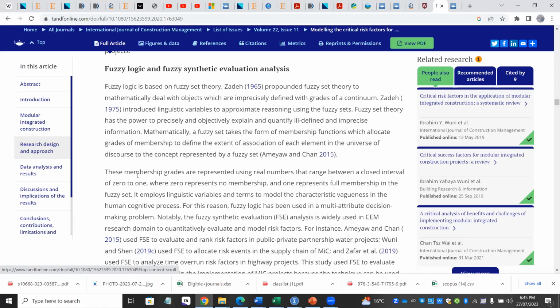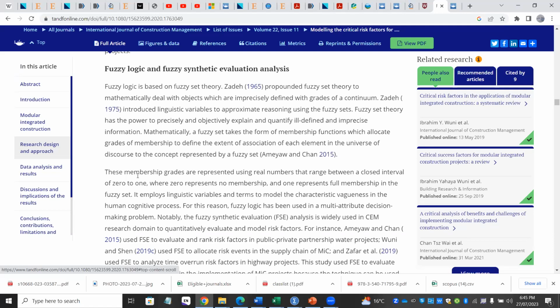That deals with objects which are imprecisely defined with degrees of a continuum, a spectrum. So Zadeh in 1975, in another paper that they wrote, introduced logistic variables to approximate reasoning using a fuzzy set. Fuzzy set theory has the power to precisely and objectively explain and quantify ill-defined and imprecise information.